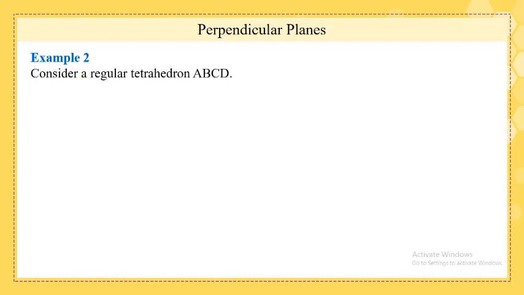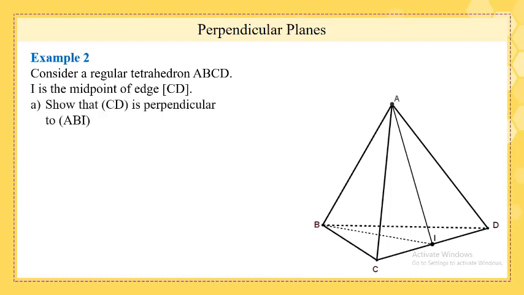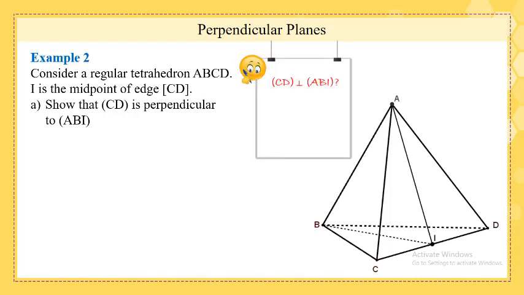Example 2. Consider a regular tetrahedron ABCD. I is the midpoint of the edge CD. Show that CD is perpendicular to plane ABI. Now remember, to prove that a line is perpendicular to a plane, we should prove that this line is perpendicular or orthogonal to two intersecting lines in this plane. Is CD orthogonal to AB? Is it perpendicular to AI, to BI?